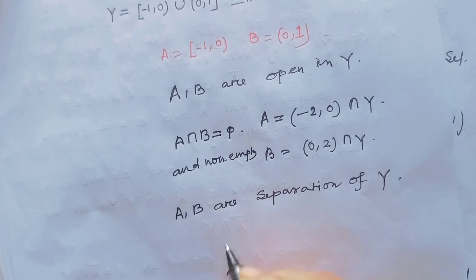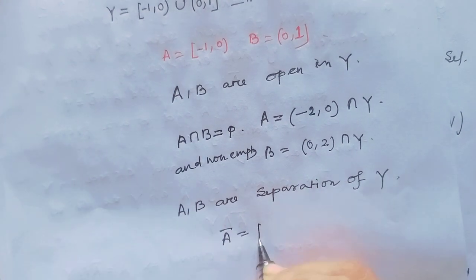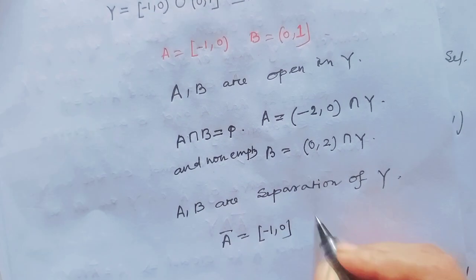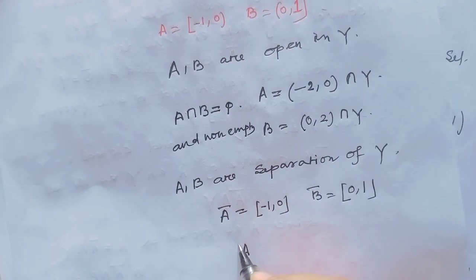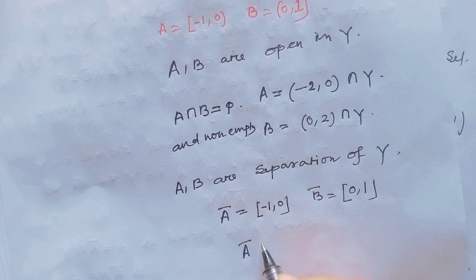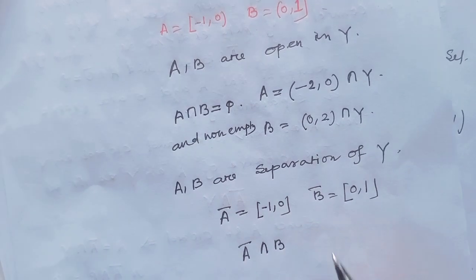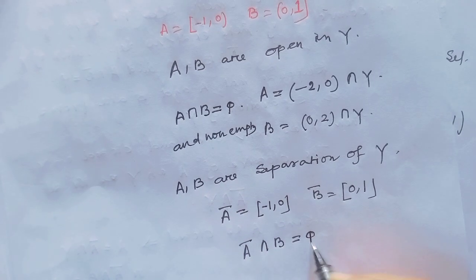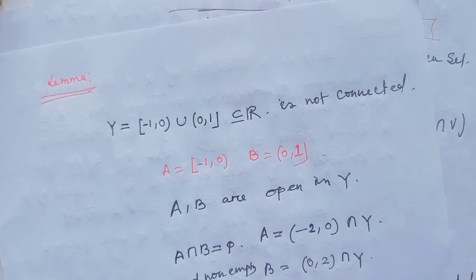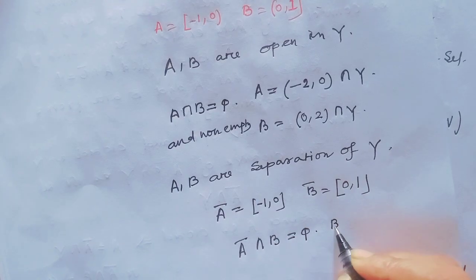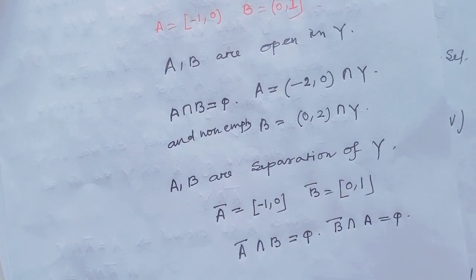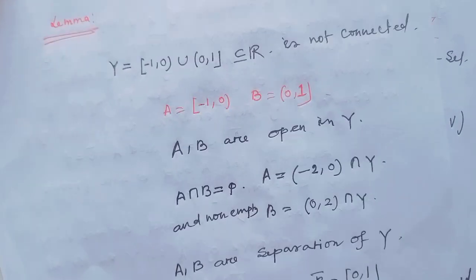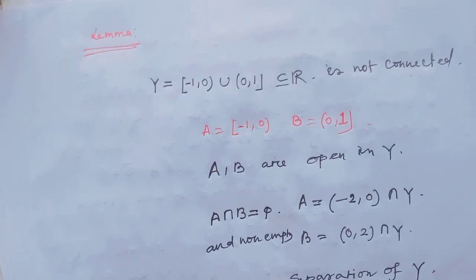Also notice here A closure equals [-1, 0] and B closure equals [0, 1], and A closure intersect with B is equal to phi. Similarly, B closure intersect with A equals phi. So A, B are a separation of Y, so this is not a connected set.